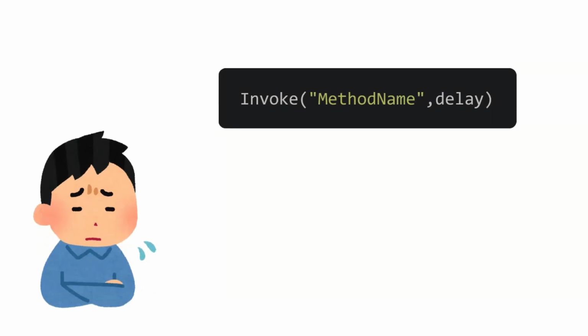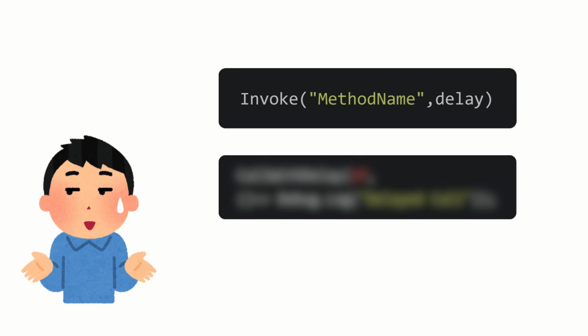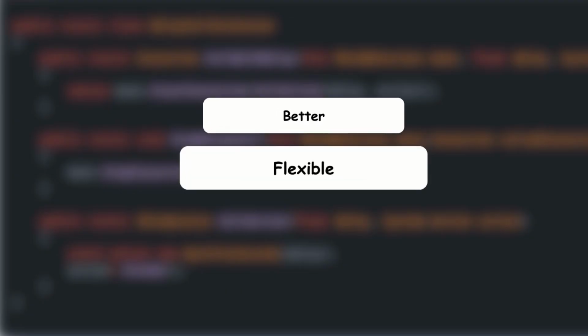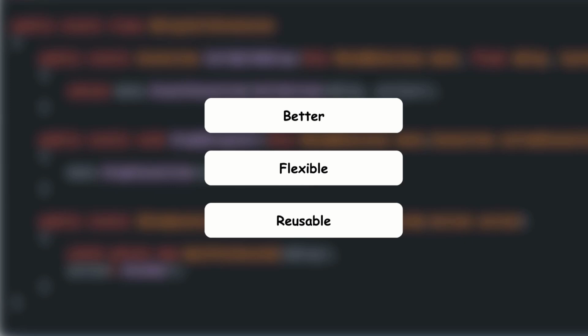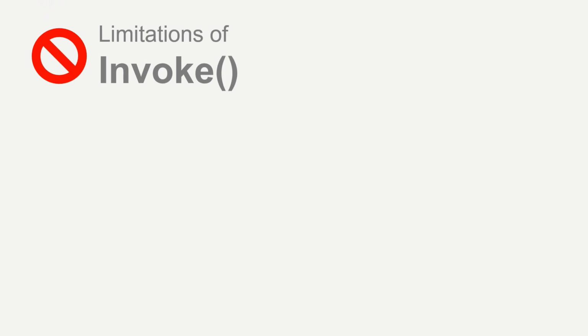Are you tired of the limitations of Unity's built-in invoke method? What if I told you there's a better, more flexible alternative? Today, I'll show you how to create a custom delayed action caller, a powerful tool for calling actions with a delay. First, let's see the limitations of using the built-in invoke method.